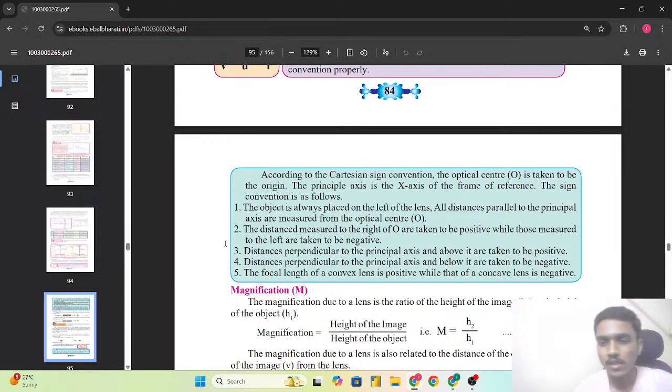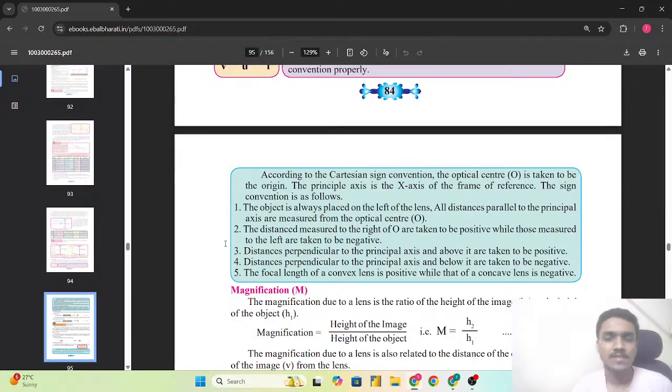All distances parallel to the principal axis are measured from the optical center, और जो भी distance होंगे principal axis के parallel, that all will be measured with the optical center as the reference. So second is the distances measured towards the right of the optical center O are taken to be positive, while those measured to the left are taken to be negative. मतलब जो भी distance हम optical center के right में लेंगे, all those distances will be considered positive, और जो भी distances optical center के left में होंगे, all those will be considered negative.